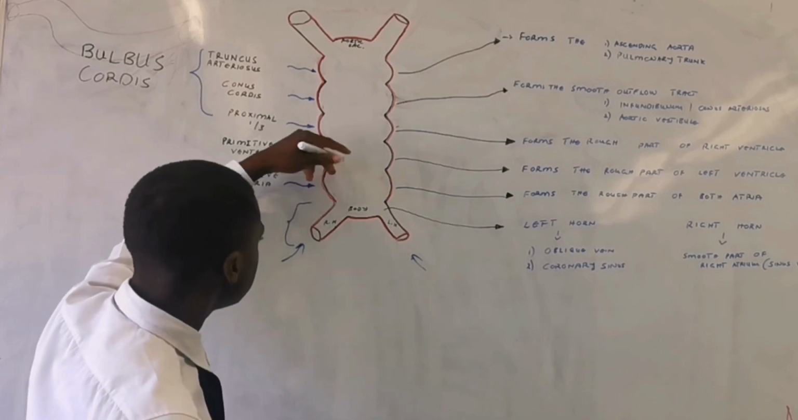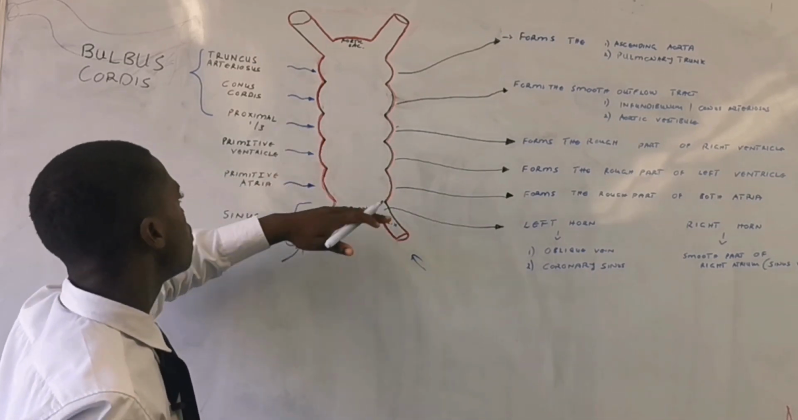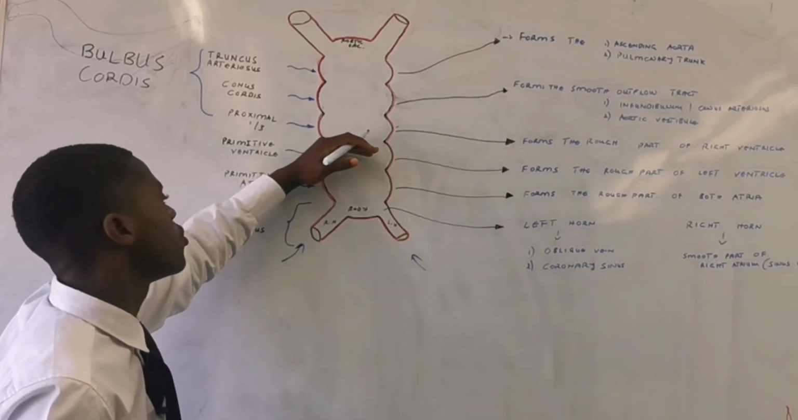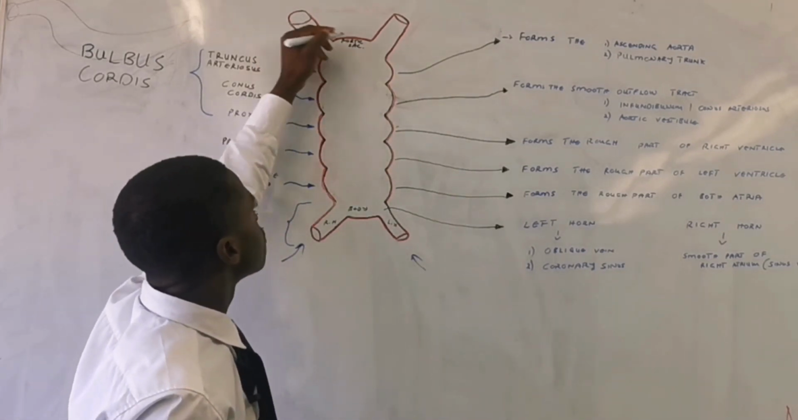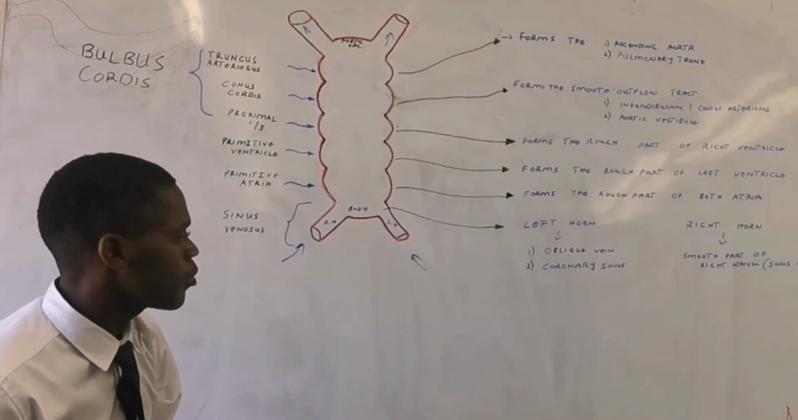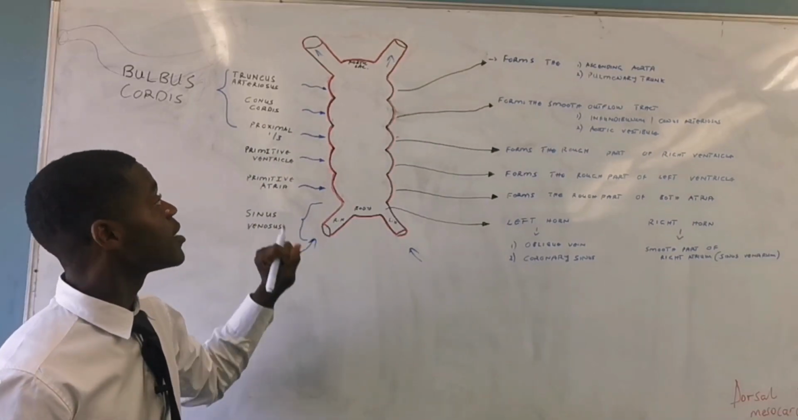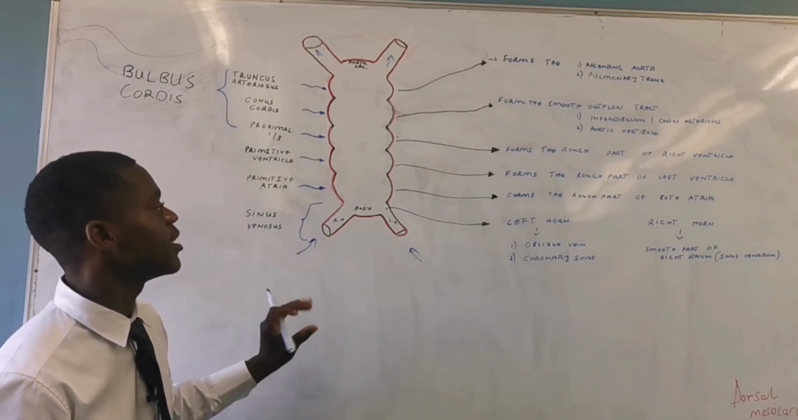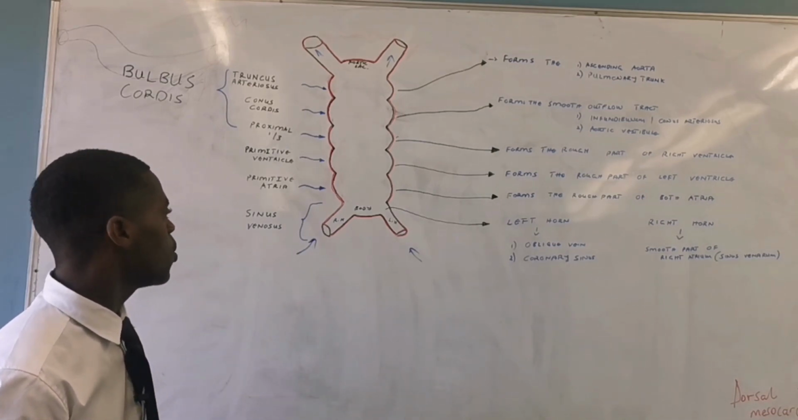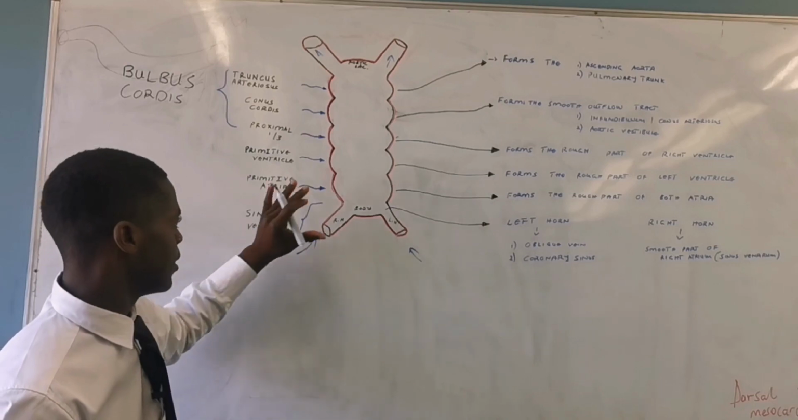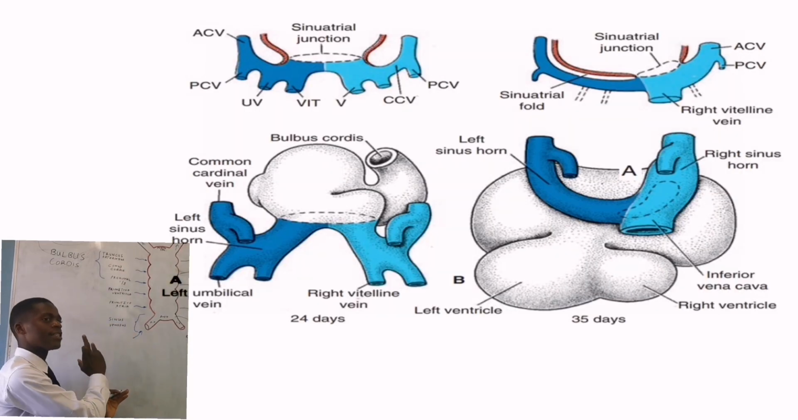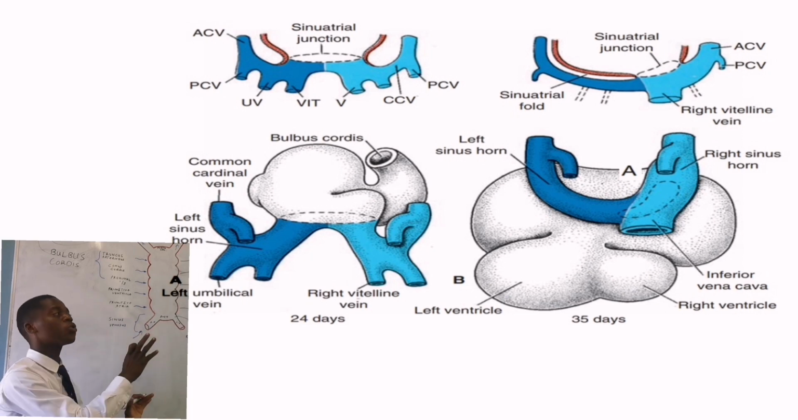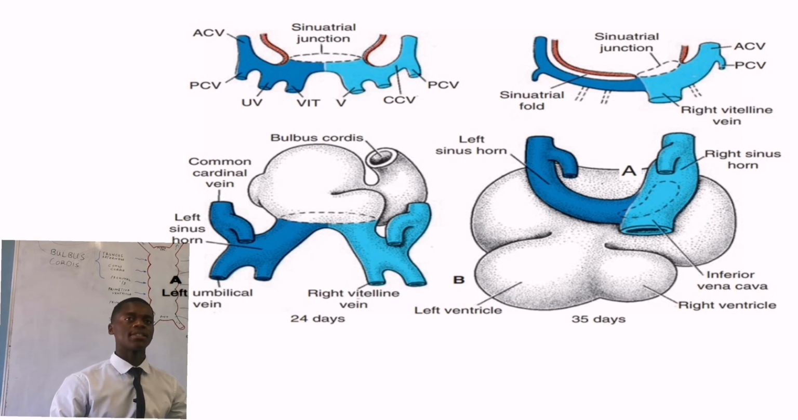When the blood enters the sinus venosus, it moves through the primitive atria, the primitive ventricle, the bulbus cordis, and then it moves out through the outflow tract. So this is how circulation is distributed in the embryo. We are interested in these structures because they are going to contribute to various structures in the normal human heart that we know.